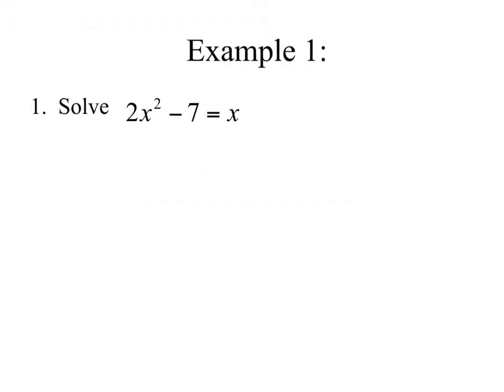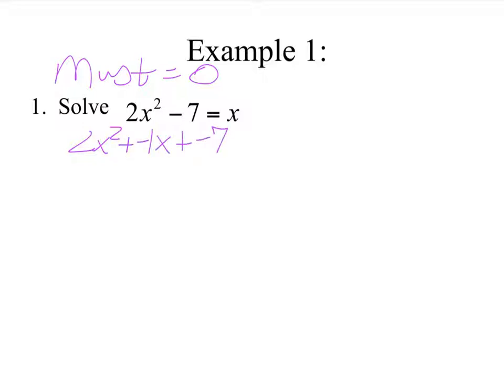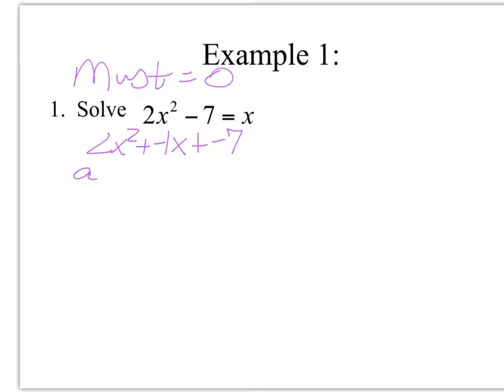So looking at the first problem, first thing you have to do is it must equal 0. Okay, so we're back to where our polynomials have to equal 0. So I'm going to move that x over, making it negative x. And you'll notice I put that x right in the middle spot. I like to keep mine in the decreasing order of x squared, then x, and then my constant. So we're only looking at coefficients. So a is 2, b is negative 1, and c is negative 7.